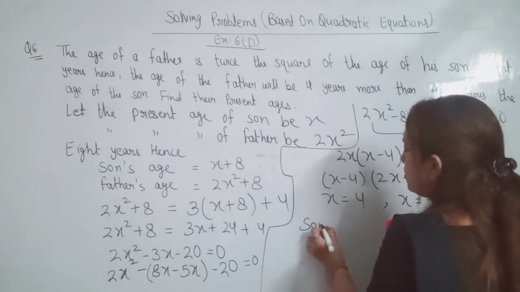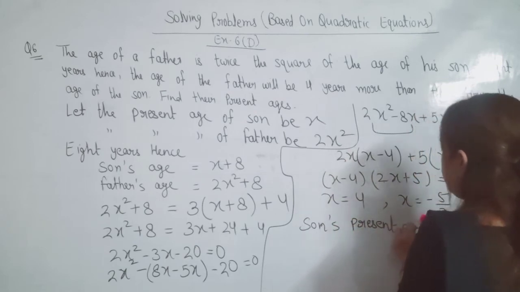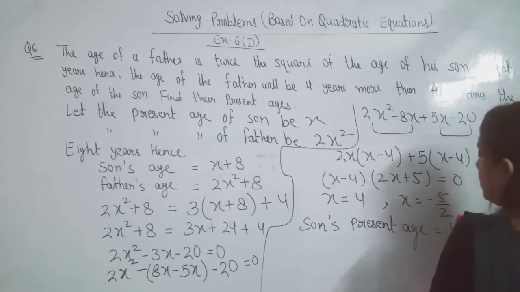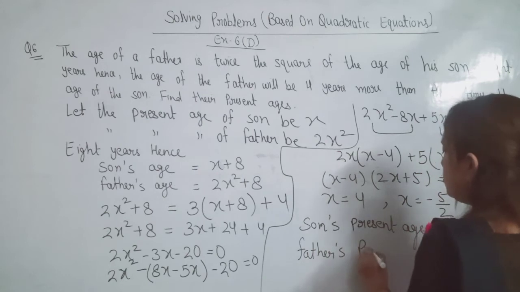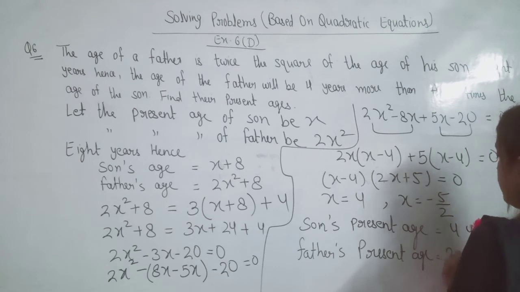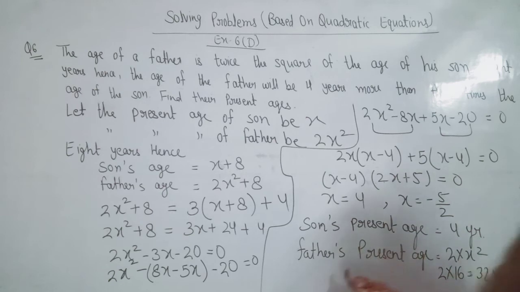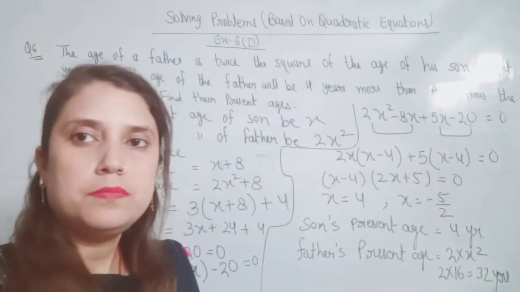So the present age of son is 4 years, and father's present age is equal to 2x square. x is 4, square is 16, into 2, 32 years. So the present age of son is 4 years and present age of father is 32 years. Okay beta. Now let's do the next question.